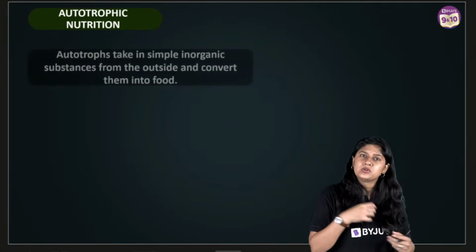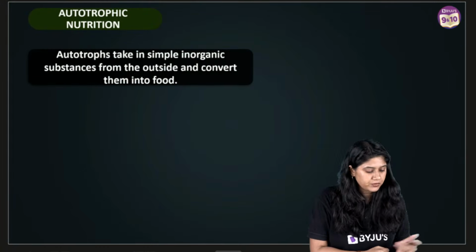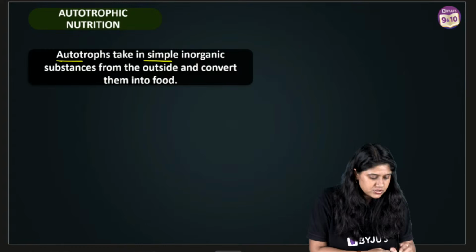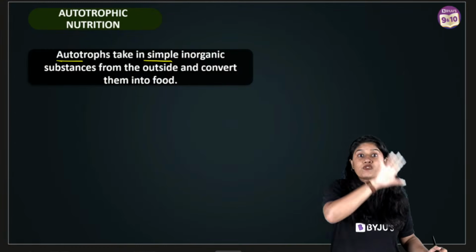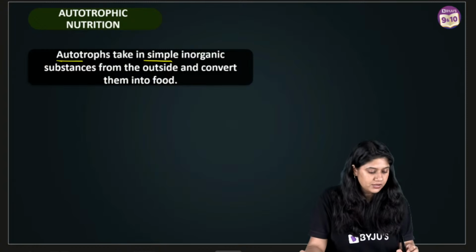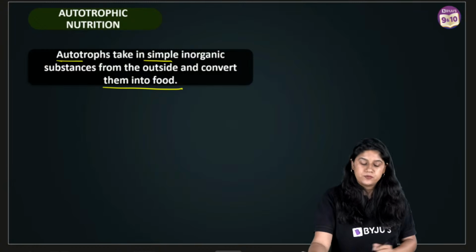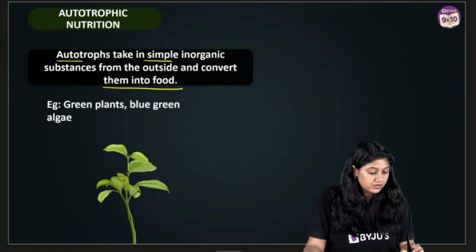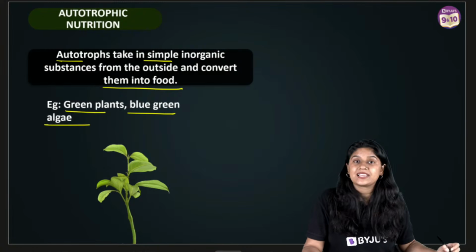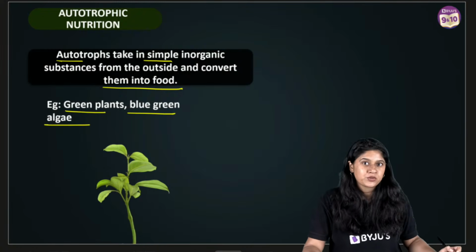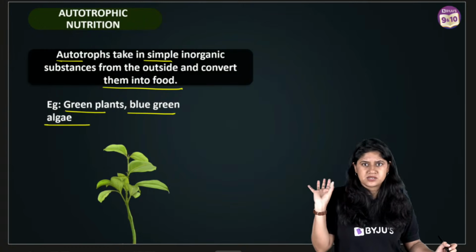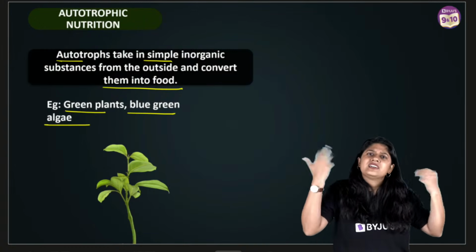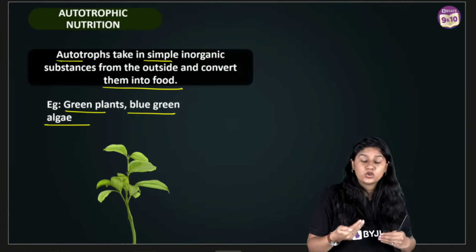Let's talk in detail about autotrophic nutrition. Autotrophs take their food in a very simple inorganic substance form from the outside environment and of course convert it into food. The examples we have are green plants and blue-green algae, a very special bacteria over here. So what they are doing is taking the very simple or inorganic substances from the environment, and they convert them into food.